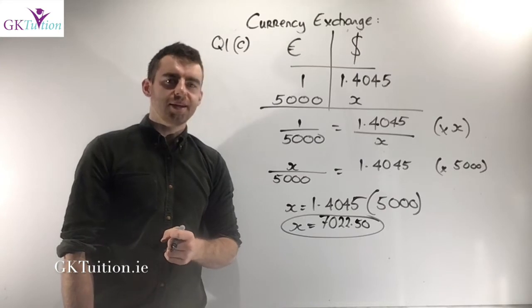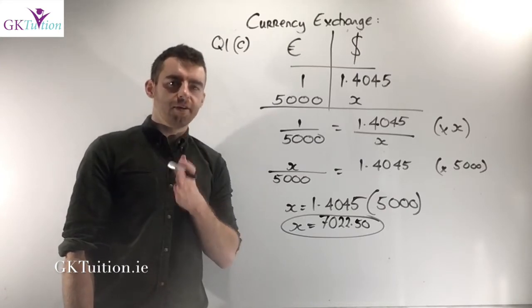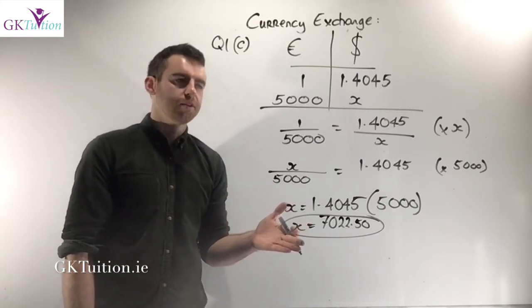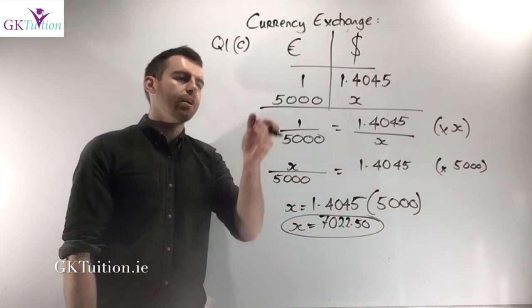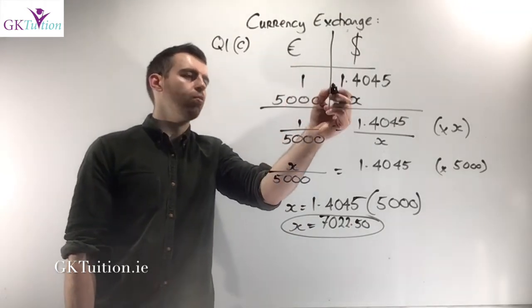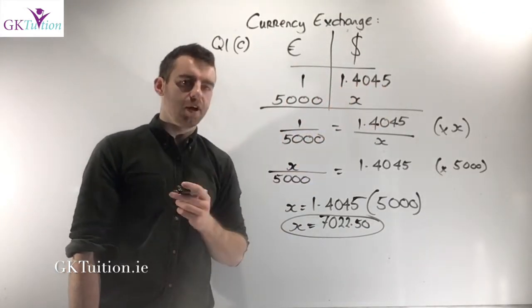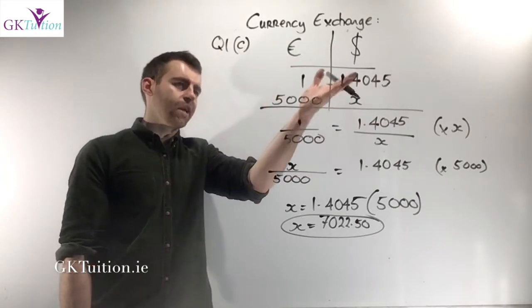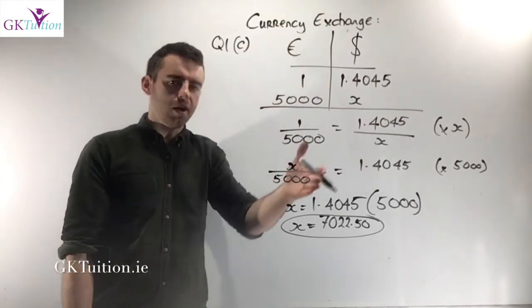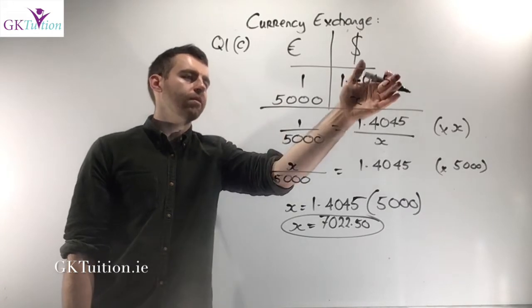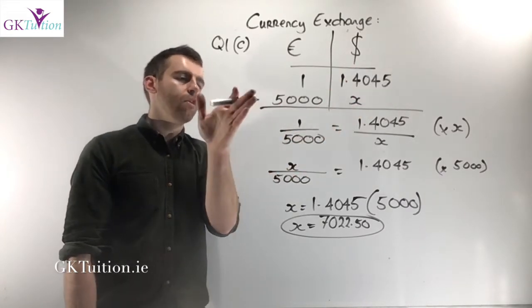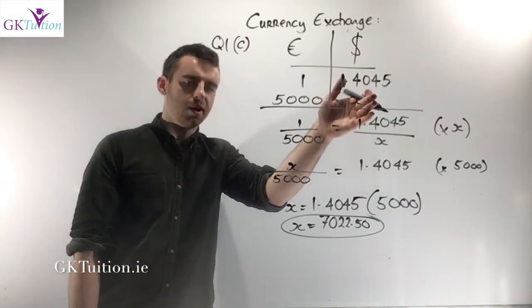Okay, for part C here, we were asked to convert €5,000 into dollars. And according to the exchange rate, €1 is equivalent to $1.4045. And so we set it up like this. We have euros on the left, dollars on the right. €1 is equivalent to this many dollars. I want to know if I have €5,000, how many dollars would I have?